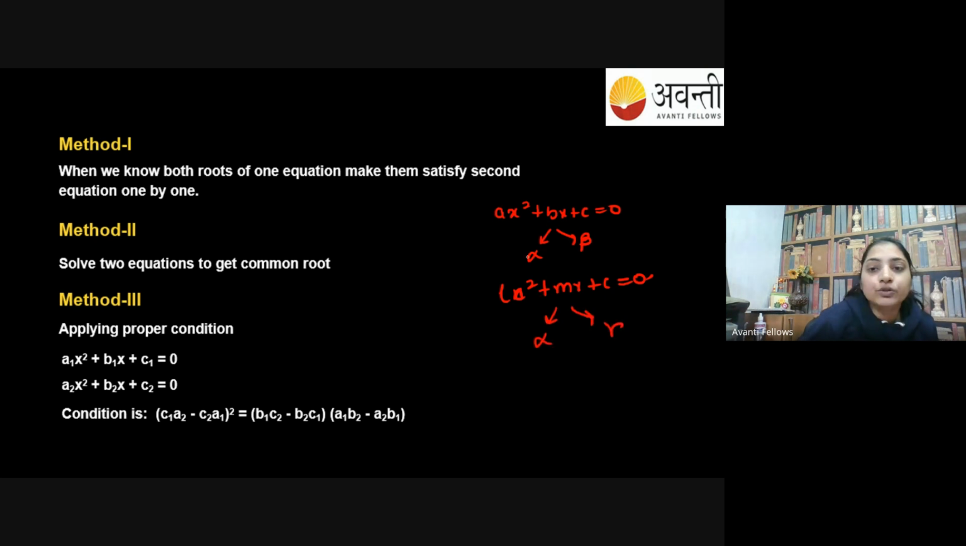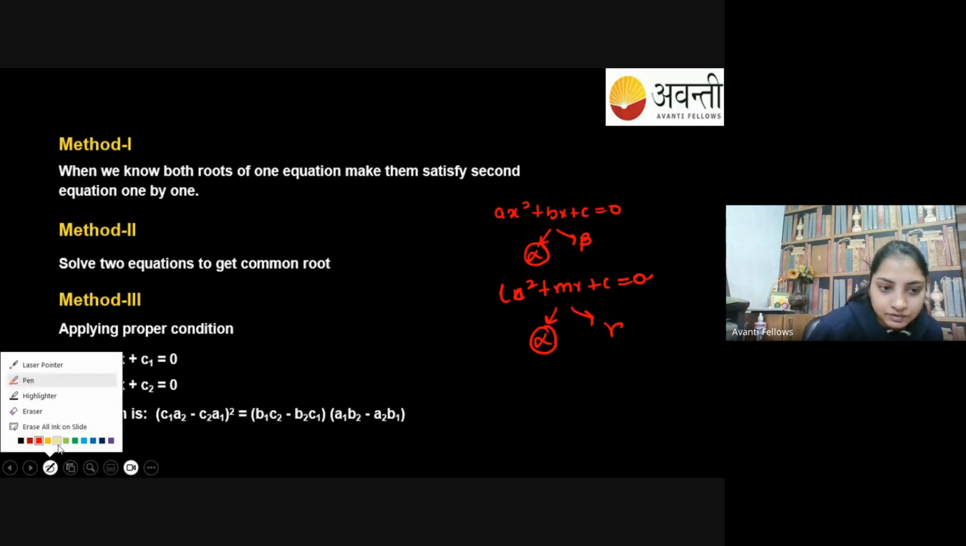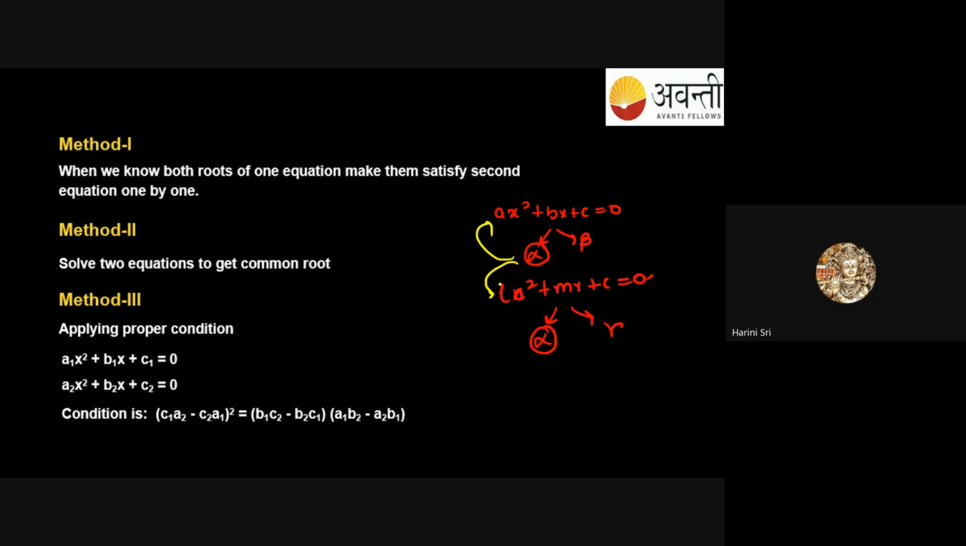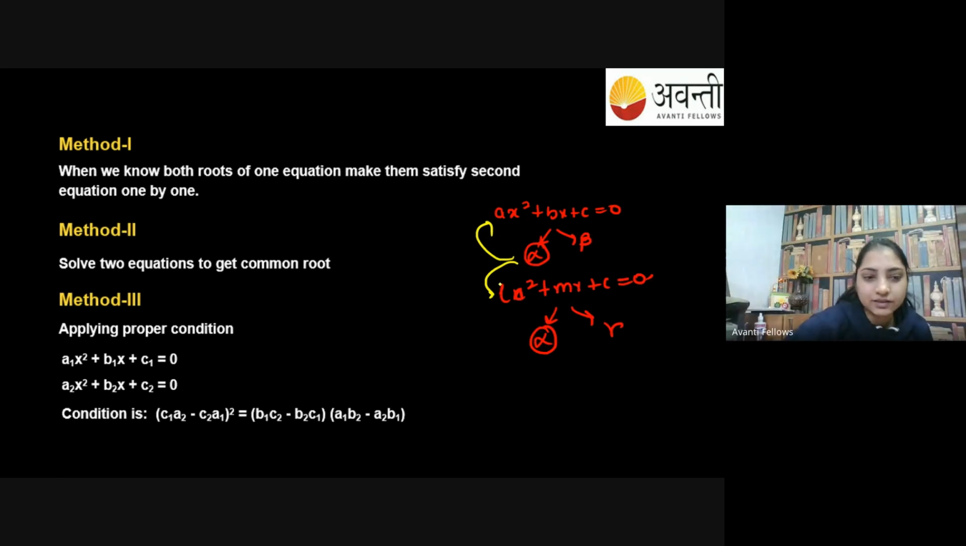So dear, what you do? You will say both these roots are common in both. You just satisfy these roots in the equation and equate them. One method is this, right? But that's going to be quite tedious. Then I have another method, a very simplified method.